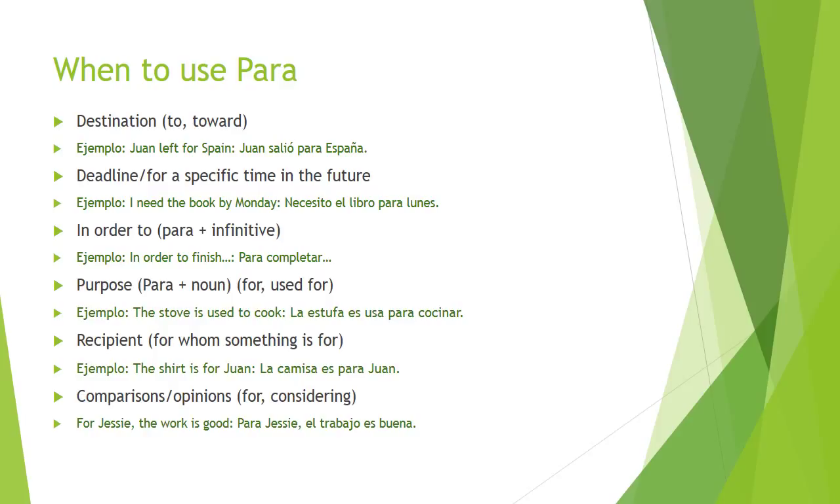When to use para when trying to say for in a sentence is a little bit less than the many uses of por. When you're using para, you can first use it to establish a destination. For example, Juan left for Spain. Juan salió para España. Secondly, you can use it to express a deadline or a specific time in the future. I need the book by Monday. Necesito el libro para lunes.